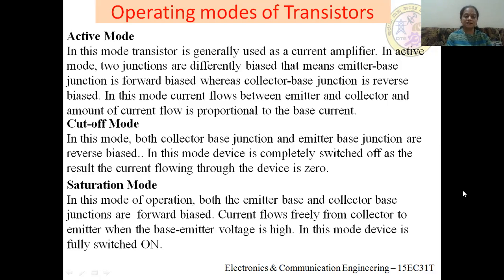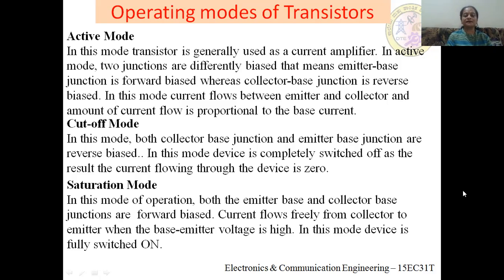The next comes the cutoff mode. The name itself indicates cutoff means off. In this mode, collector base junction and emitter base junction are reverse bias. In other words, the input junction as well as the output junction is reverse bias. So it's completely switched off and no current flows through the device, or we can say the current through the device is 0. That mode is called the cutoff mode.